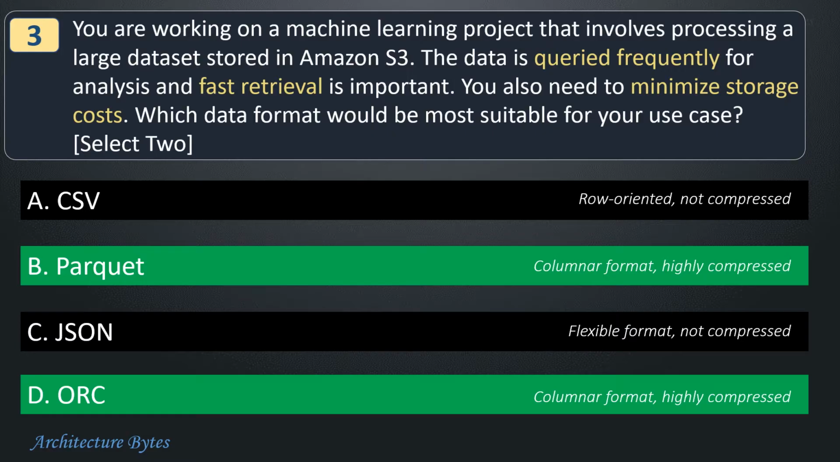JSON is a flexible format that can be used to store complex data structures, but it can be less efficient than columnar formats for large datasets. Both CSV and JSON are not inherently compressed formats, therefore not optimized for reducing storage costs.